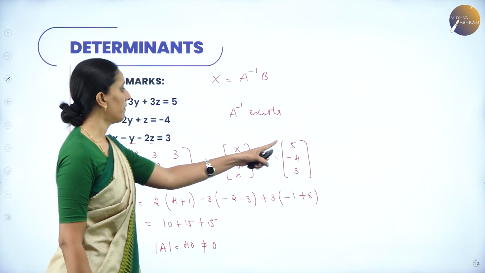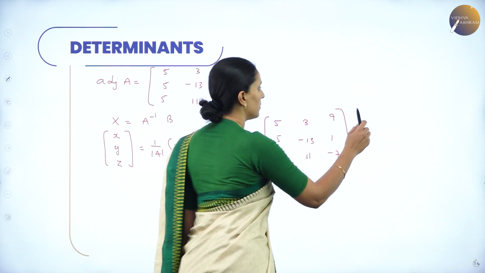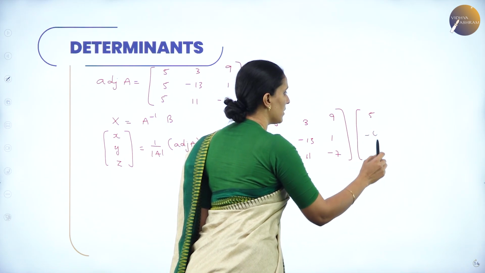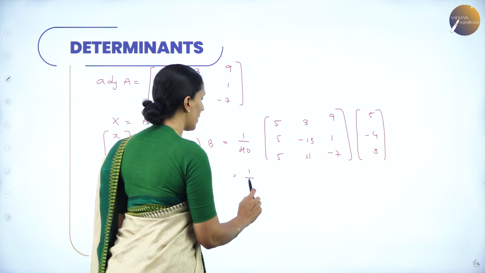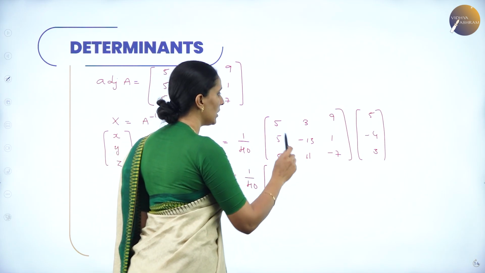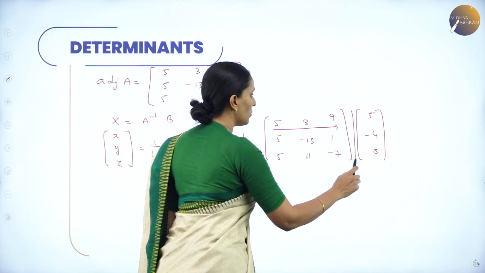And B is 5, minus 4, 3. Now let's multiply these two matrices. So we have 1 by 40. So here it's row into column.